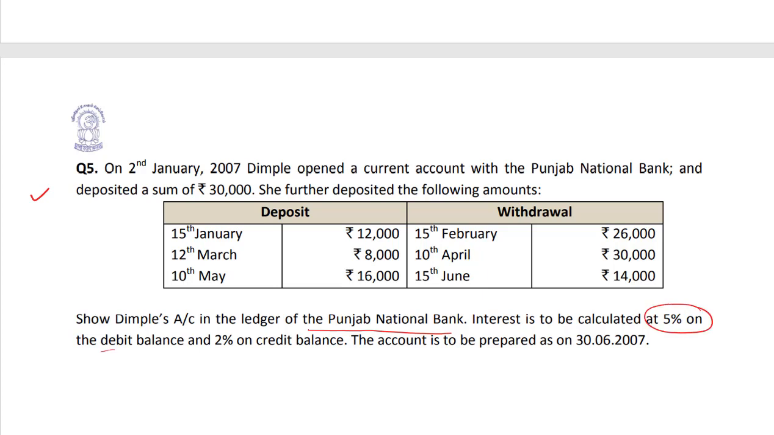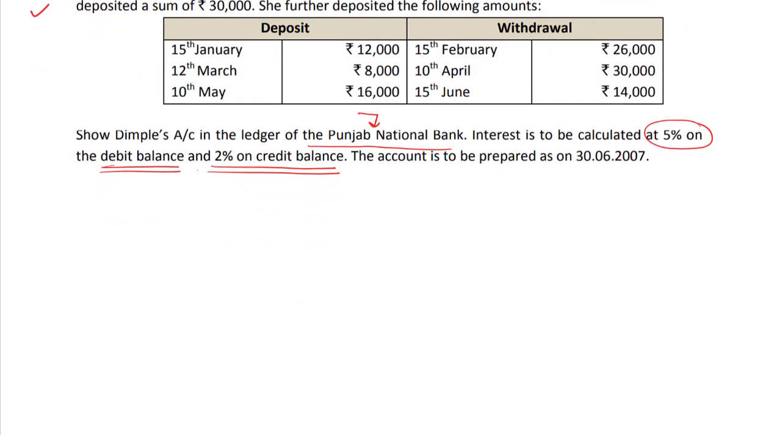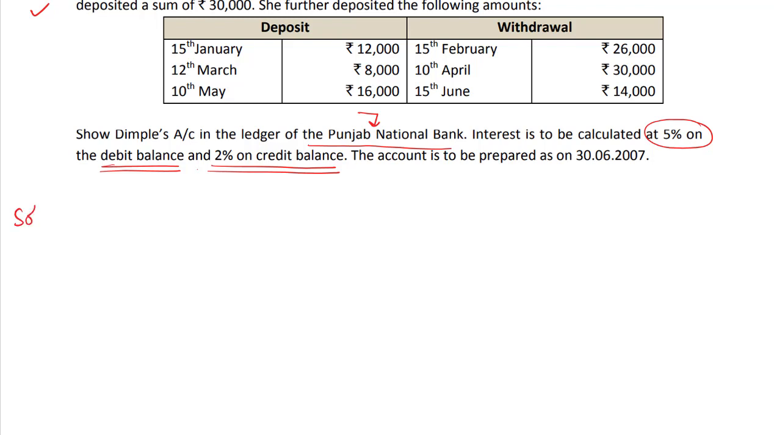Interest is to be calculated 5% on the debit balance and 2% on the credit balance. So Punjab National Bank will give 2% interest on the credit balance and take 5% interest on the debit balance of Dimple. The account is to be prepared as on 30th June 2007. You can see over here, this is account current with bank. So this is third method, product of balance method.